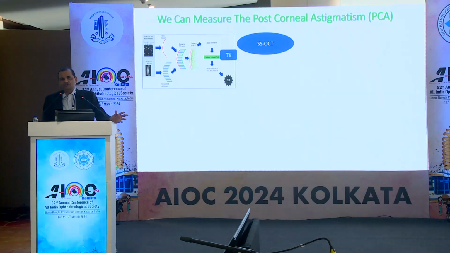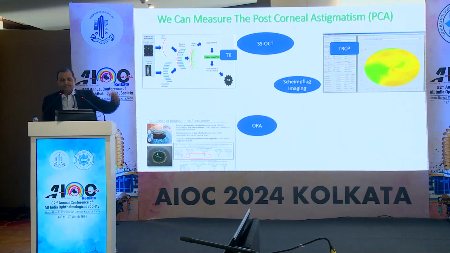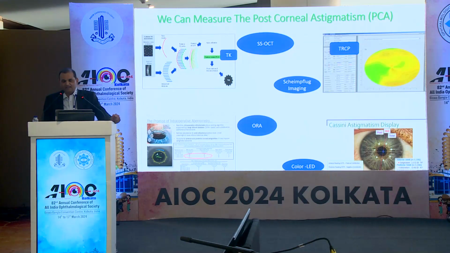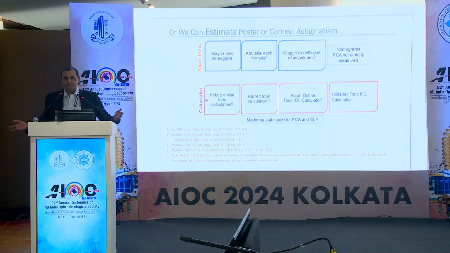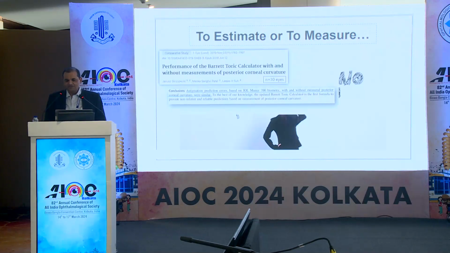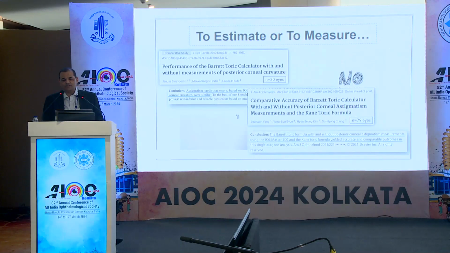Now so many machines are also available to measure the anterior cornea and the posterior cornea, like SS-OCT based or Pentacam based, or intraoperative aberrometry like ORA, or color LED patterns. So all these machines give us a very good idea about the total corneal power. Now we have the estimation part, so many nomograms are available and so many measurements are available. So what should we do? What the study says is that the performance of the measured one or the estimated one is nearly similar. So there is no need to rush to buy newer equipment as far as total corneal power calculation is concerned.